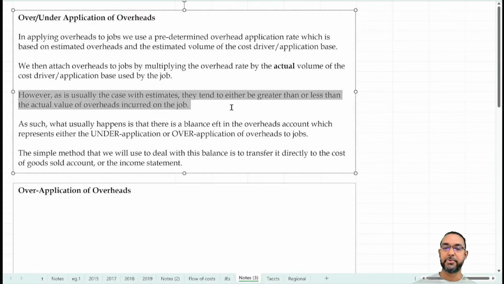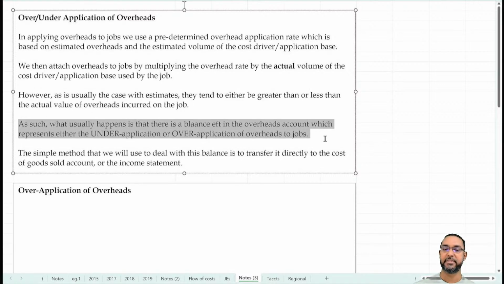However, as is usually the case with estimates, they tend to be either greater than or less than the actual value of overheads incurred on the job. So they're not usually equal to the actual overheads incurred. Sometimes if your estimates are good and costs are relatively stable, they'll be pretty close, so the difference could be ignored, but you'll still do your journal entries to clear off the balance. It shouldn't be so significantly different as to cause an issue, but that's the hope.